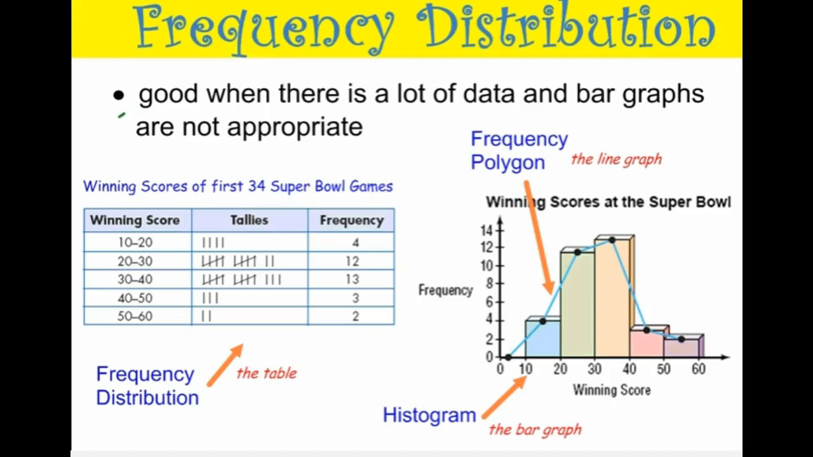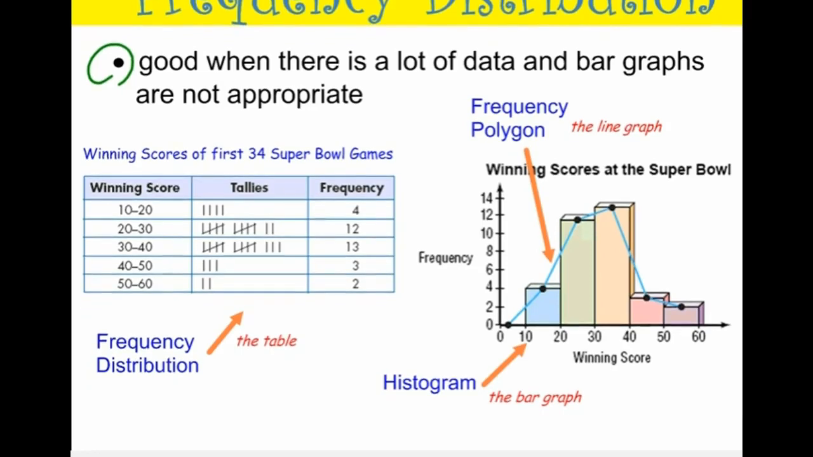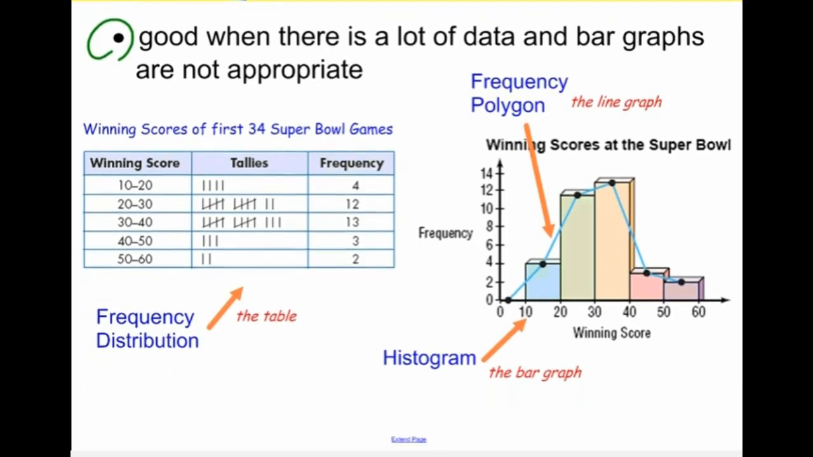Frequency distribution. This is good when there's a lot of data to display and you can't possibly display every piece of data, so we categorize or group it. What we see here is a frequency distribution. It's a table that shows how often or how frequent a category occurs. A winning score of 10 to 20, I believe these are Super Bowl winning scores for the first 34 Super Bowls. A winning score between 10 and 20 points occurred 4 times. And I could see a winning score between 50 and 60 points happened only twice.